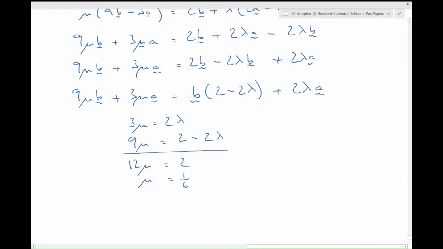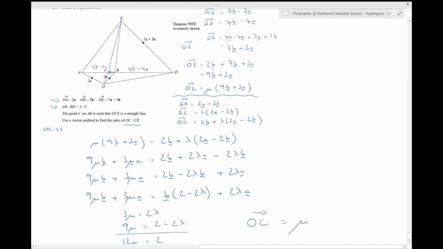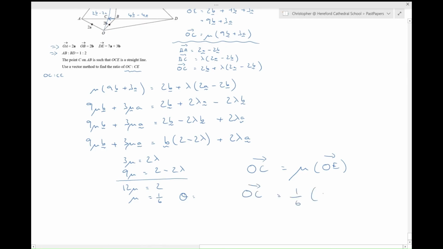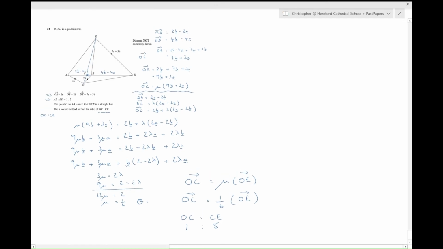Brilliant. Now I could go ahead and work out lambda by using one of the other equations. But actually, in this case, all I need is mu, because the question is saying, use the vector to find the ratio of OC to OE. And I assumed at the beginning that OC is going to be mu times OE. So OC is obviously a sixth of OE, a sixth of the whole distance. And I asked for the ratio OC to CE. Well, if OC is a sixth of OE, then the ratio must be 1 to 5, because then OC is a sixth of the whole distance. So that is the ratio of OC to CE. And that is the end of the paper.